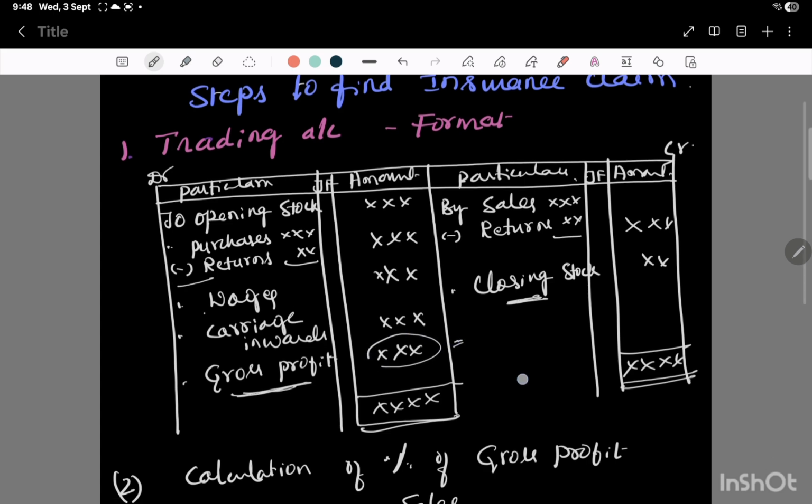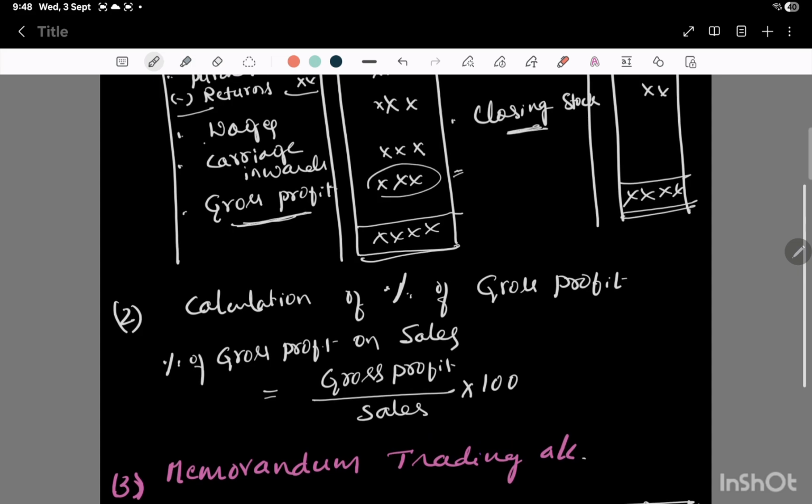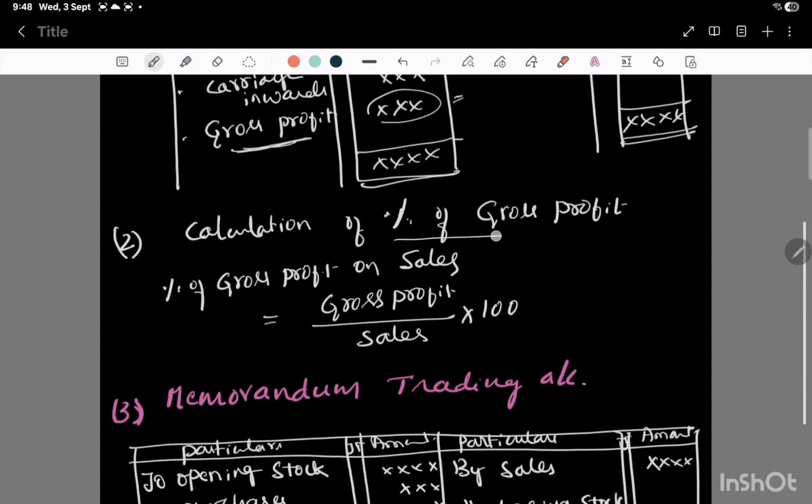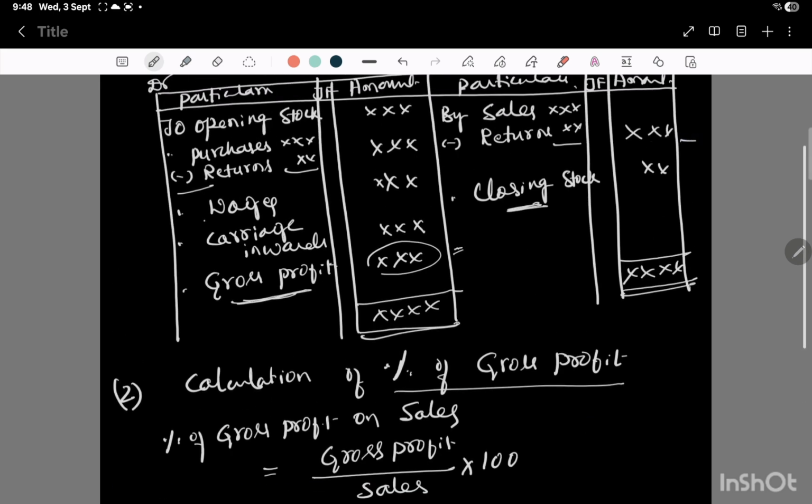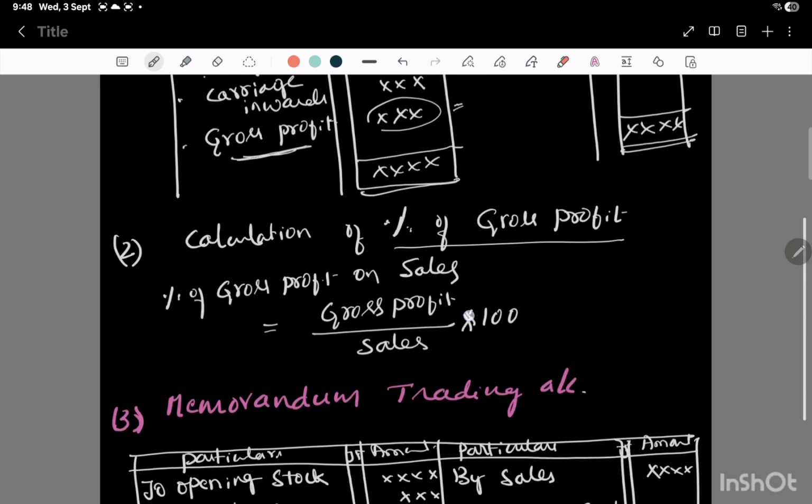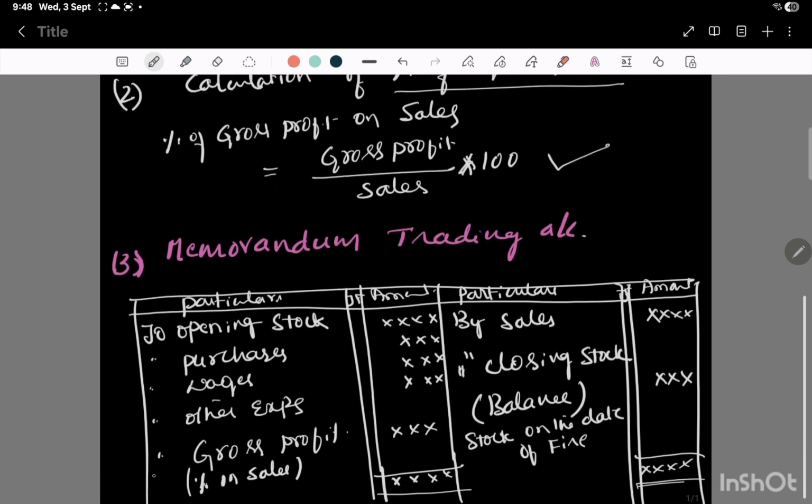Based on this value, you are going to find the percentage of gross profit on sales. The gross profit you have derived is taken here, and the sales value is taken, and you find the percentage of the sales. This is the equation to be applied to find the percentage of gross profit on sales: gross profit divided by sales into 100. So this percentage will be considered here.